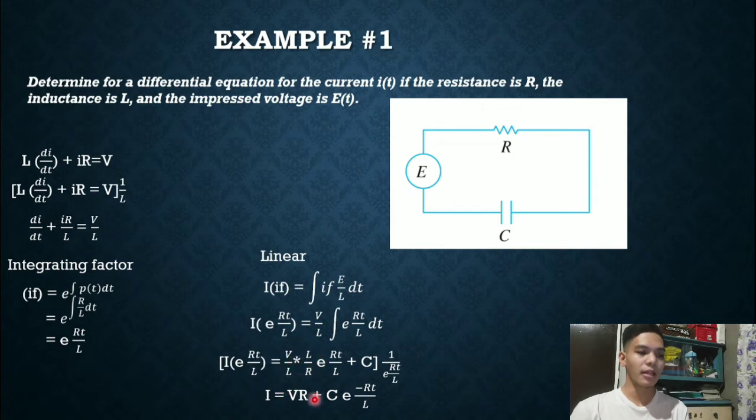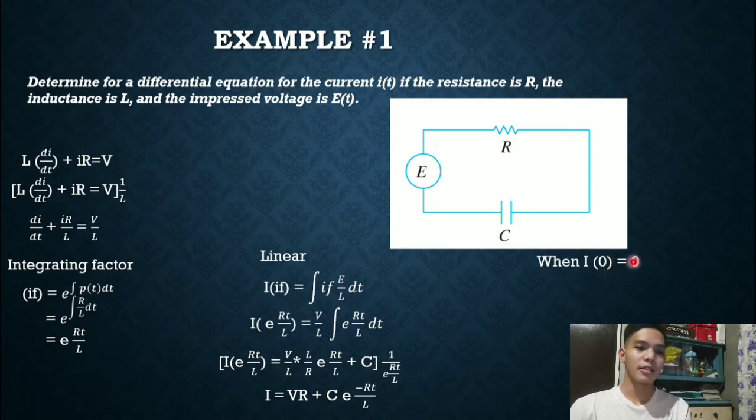Cross multiply, cancel it. V over R is the only remaining. E over e raised to Rt over L, we can cancel it. The remaining is C over e raised to Rt over L, which equals C times e raised to negative Rt over L. It becomes negative because here it is in the denominator side. When we move it to the up or to the numerator side, the sign will change.